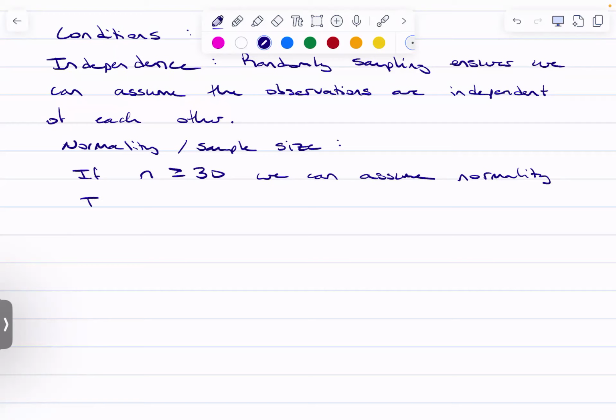If n is less than 30, we know that, okay, and this 30 is flexible. But it's nice to have kind of a line in the sand, so to speak. So if your sample size is less than 30, which happens often, then we need to do a little bit of work.